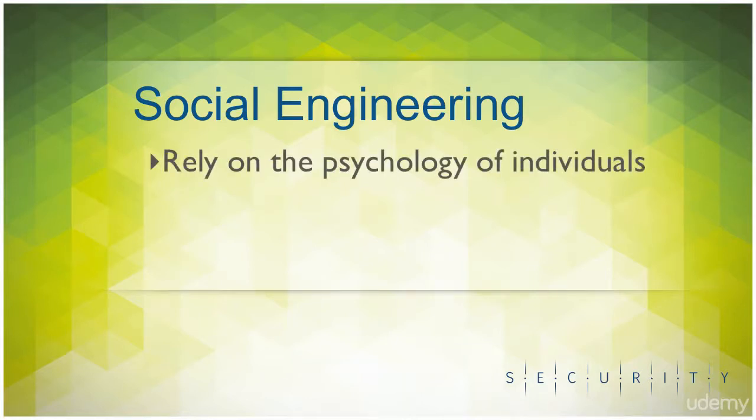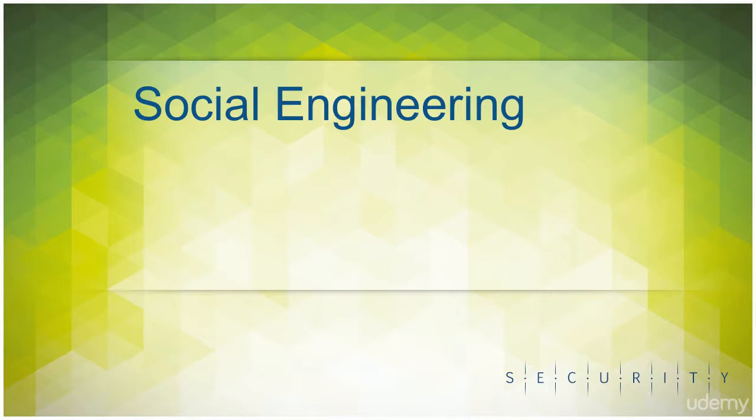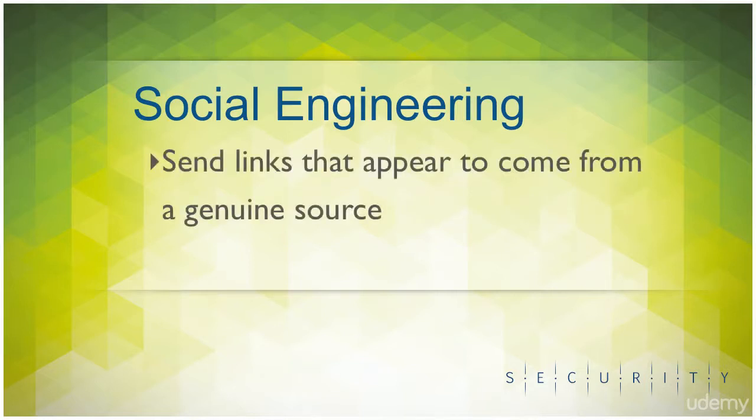Social engineers rely on the psychology of individuals. Individuals want to help others, and this is normally their nature. Social engineers make use of this attitude. Social engineers call up the potential victims, convince them that they are genuine, and try to get confidential information. They can send enticing emails, known as phishing emails, and links that appear to come from genuine sources. Social engineers can get to know the user credentials and get onto the network in this way.